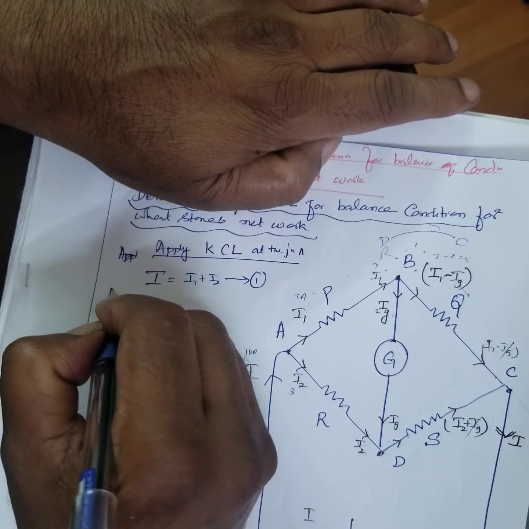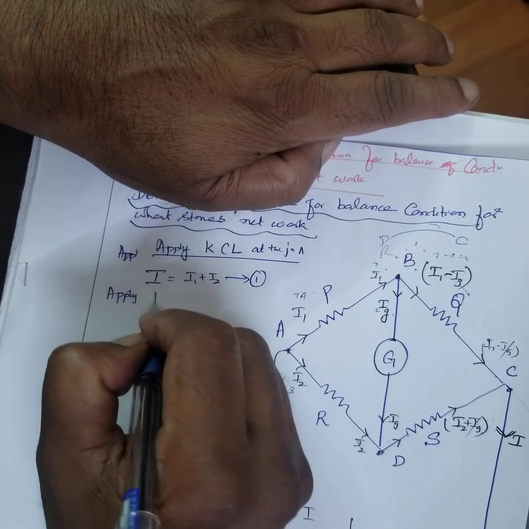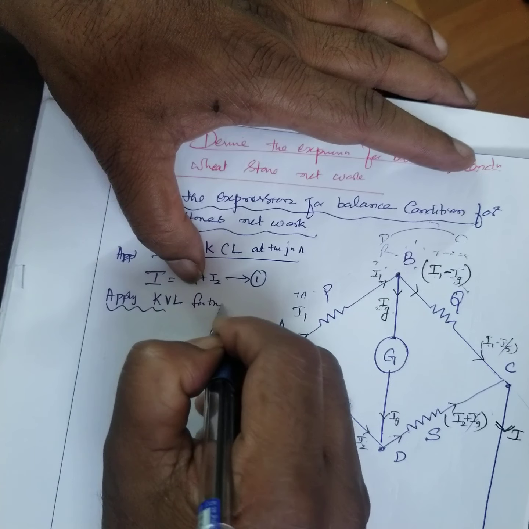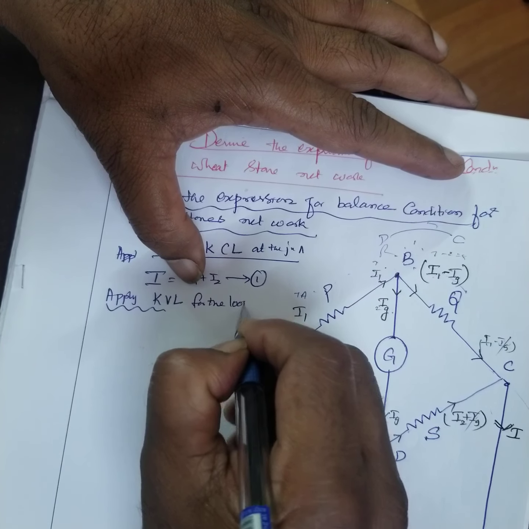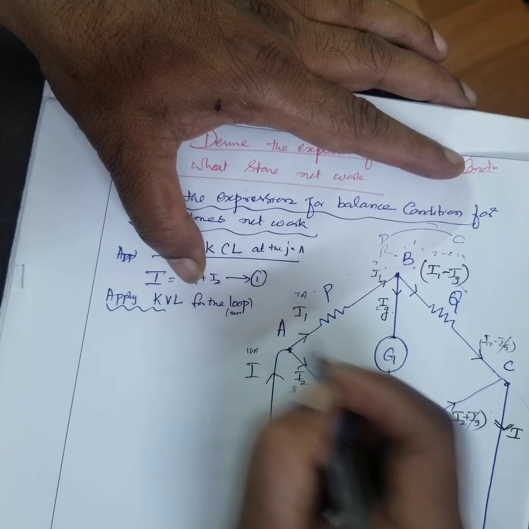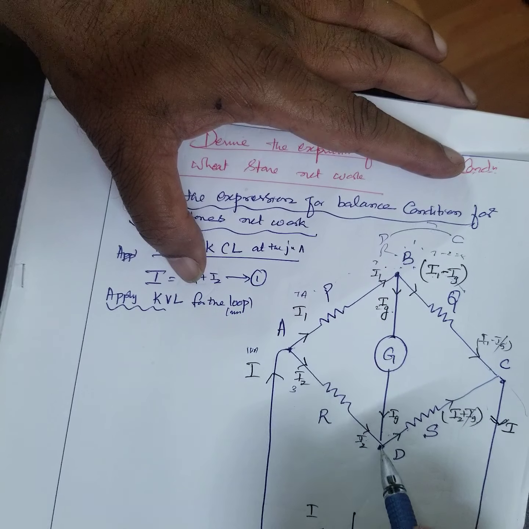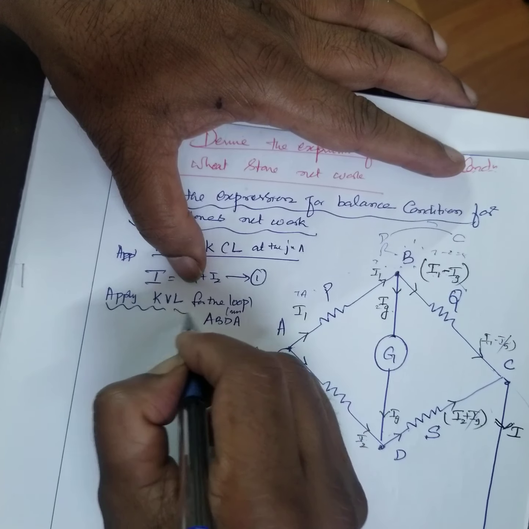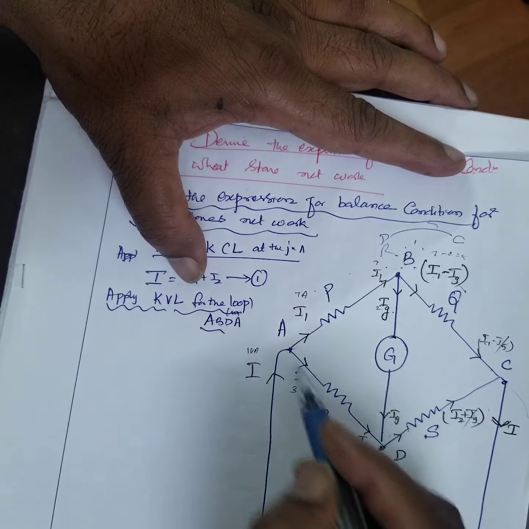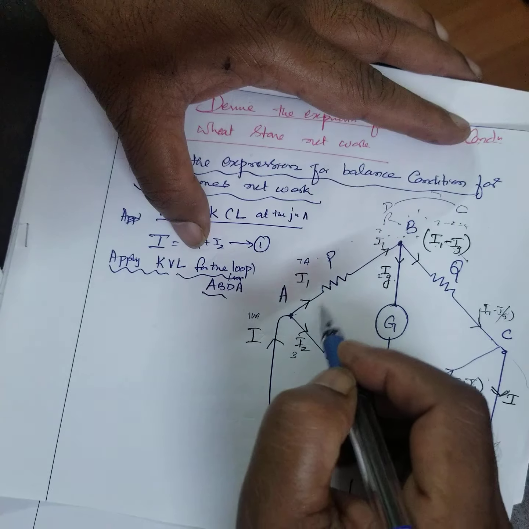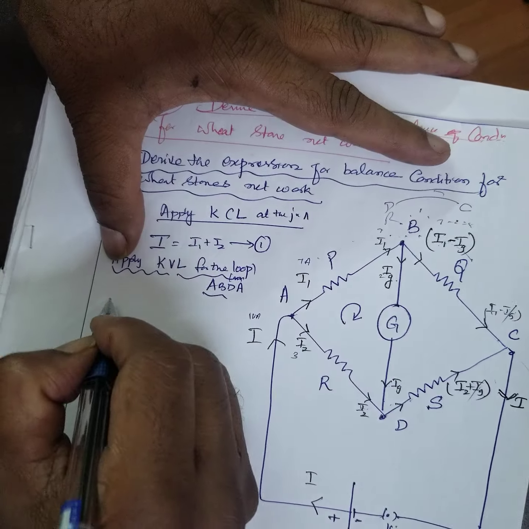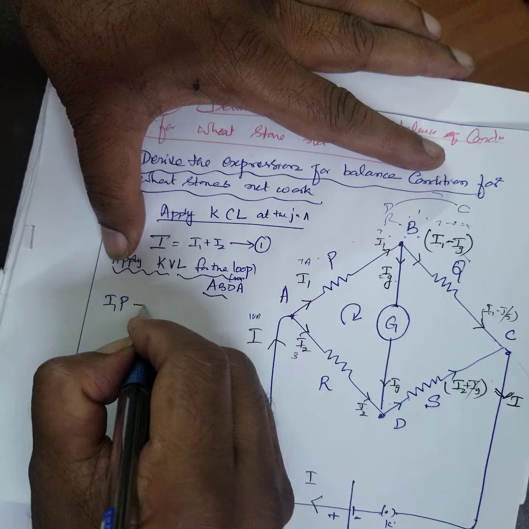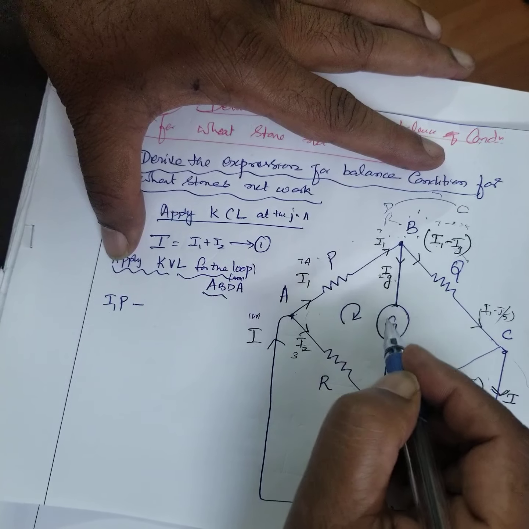Then apply Kirchhoff's voltage law for the loop or mesh. Which loop am I writing? A, B, D, A. For the loop A, B, D, A, what is that? You are going like this, that means current into resistance. Again you are going along the flow, this also along the flow.